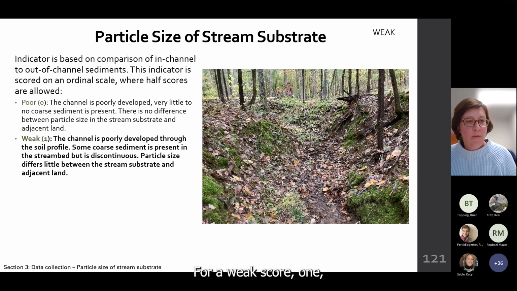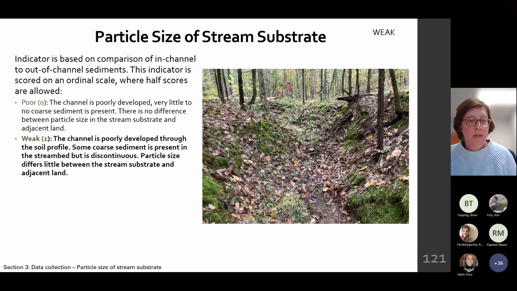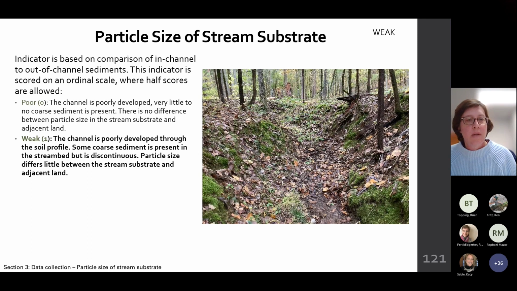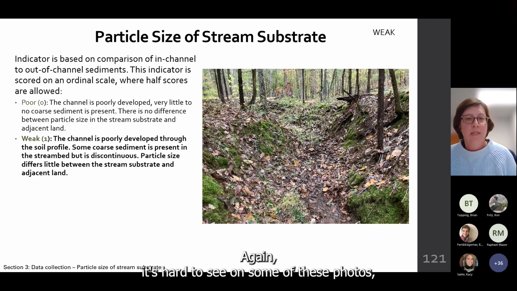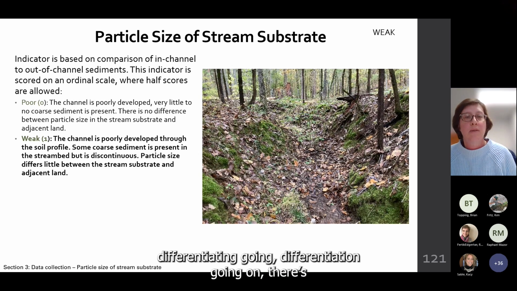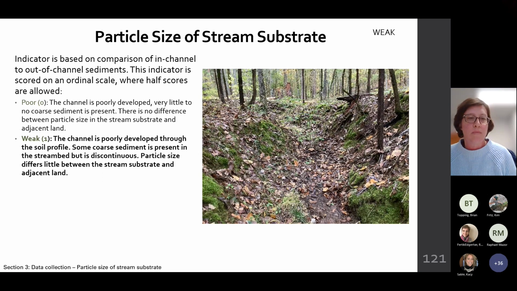For a weak score of 1, the channel is poorly developed through the soil profile. Some coarse sediment is present in the stream bed, but is discontinuous. Particle size differs little between the stream substrate and adjacent land. Again, it's hard to see on some of these photos, but here you can sort of see there might be a little more differentiation going on. There's sort of a channel, but it's not super well developed through the soil profile. This was given a score of 1.